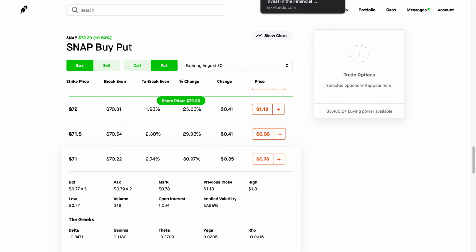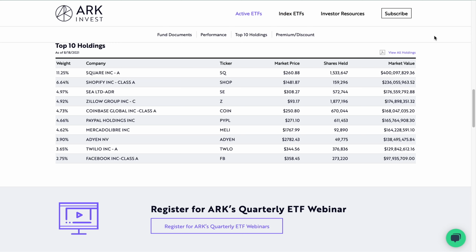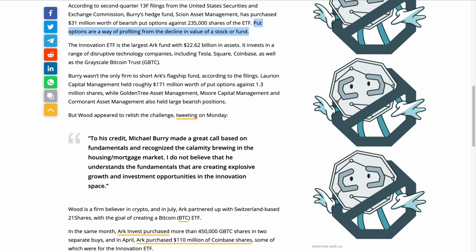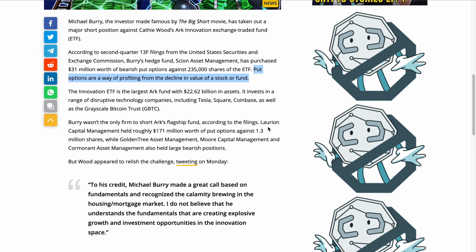So Michael Burry is pretty much betting against innovation in America, because in this ETF we have stocks and companies like Square, we have Shopify, we have Zillow, we have Coinbase, PayPal, we have Bitcoin, and that is what Michael Burry is betting against. He believes all of those are bubbles and it is eventually going to pop, and he believes he's going to make a profit. Now in my eyes, it looks to me like he is simply going to donate $31 million because there is no way massive tech companies are going to burst like a bubble.